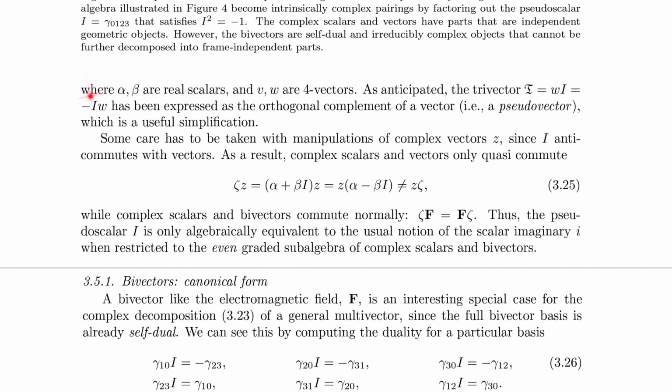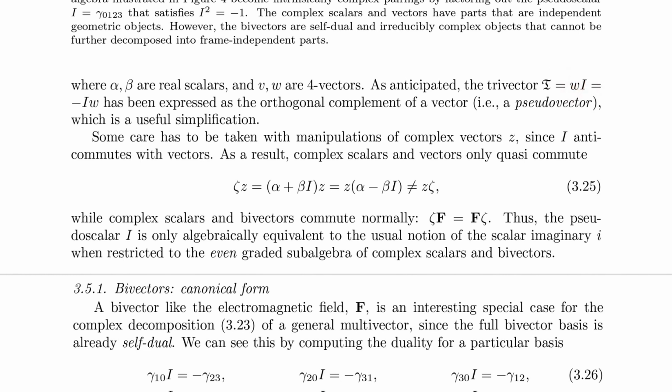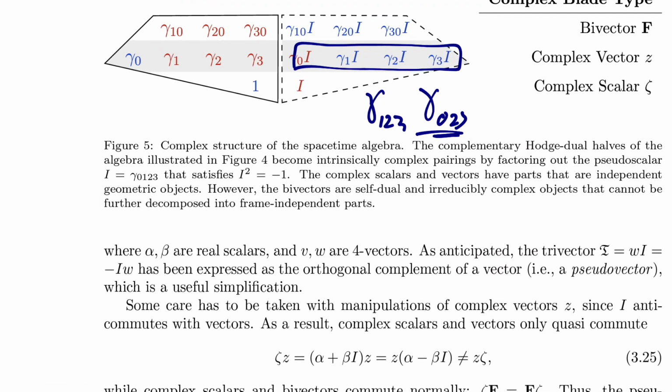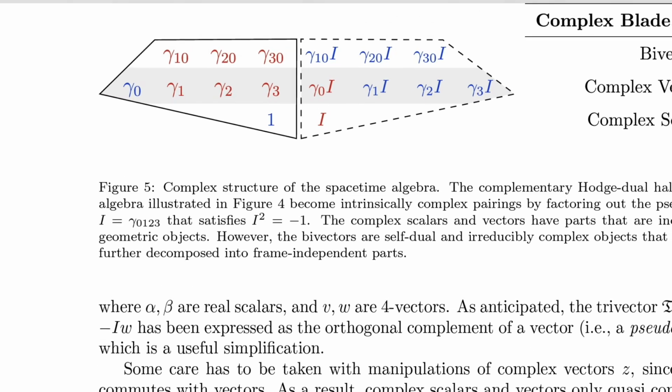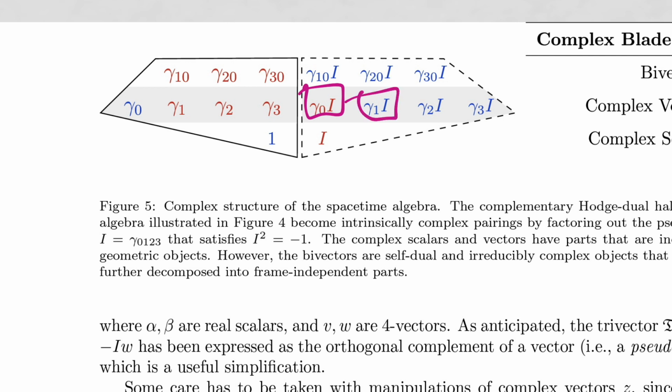And to carry on with the reading, alpha and beta are real scalars, v and w are 4 vectors. As anticipated, the trivector, which is the dual of the vector w, has been expressed as the orthogonal complement of a vector. That's another way of saying, this here, right? This is the orthogonal complement of gamma 0, the orthogonal complement of gamma 1, the orthogonal complement of gamma 2. And in a 4-dimensional space, the orthogonal complement of a vector is a trivector, is a whole volume, right?